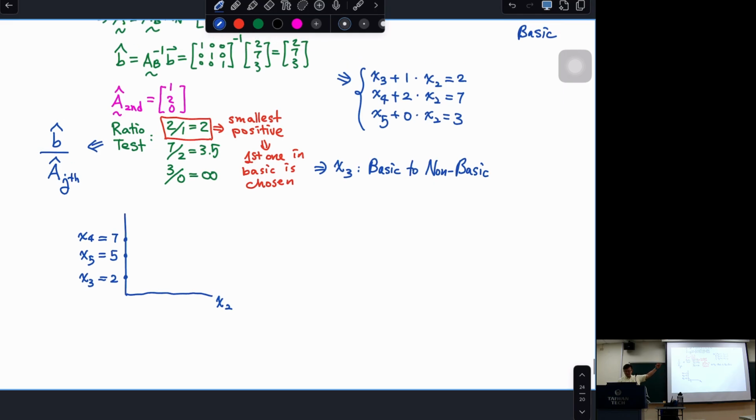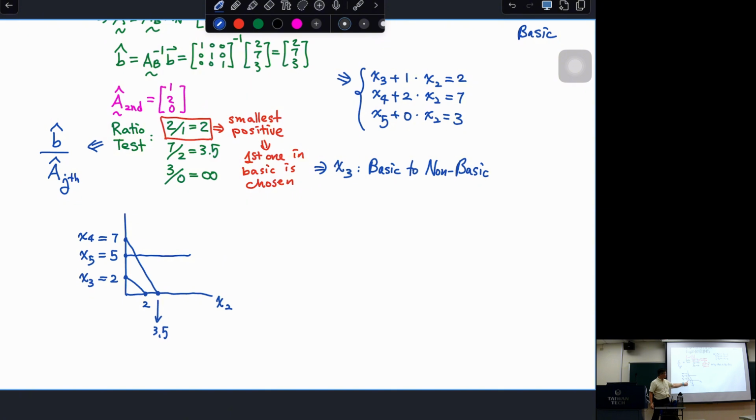And if you take a look at the second equation, x2 has to increase to 3.5, then x4 becomes 0. So around here, 3.5 and 7, right? And no matter how much you increase x2, x5 remains 3. So those three equations can be drawn in this way.